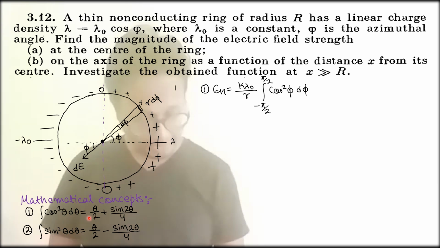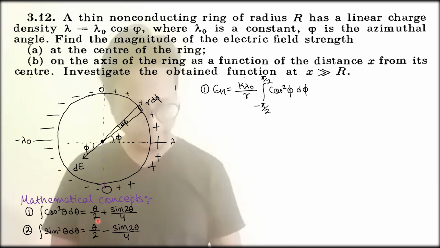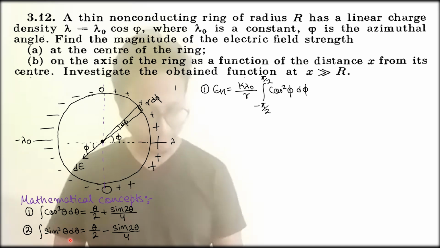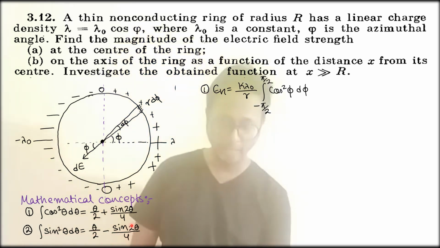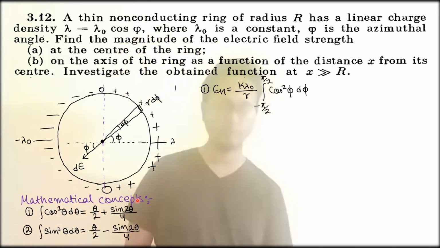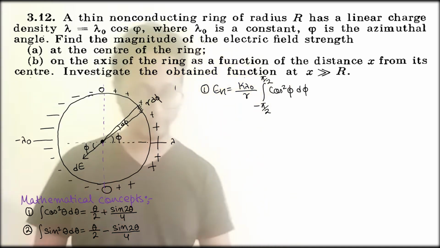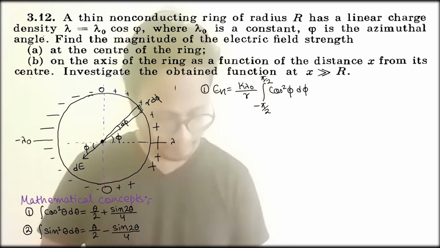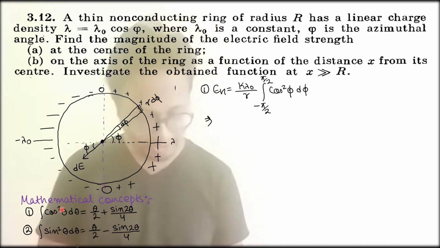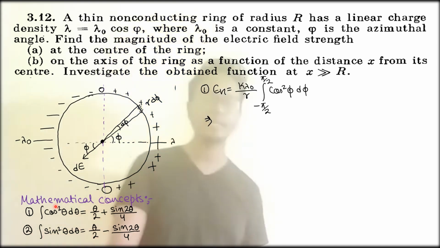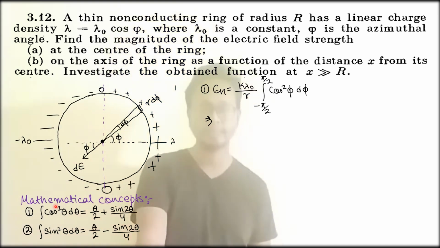Cos square phi d phi is nothing but phi by 2 plus sine 2 phi by 4. But sine square phi d phi is nothing but phi by 2 minus sine 2 phi by 4. So these are the two mathematical concepts you need to know to solve this problem. This is taught in class 12 in the chapter of integration.